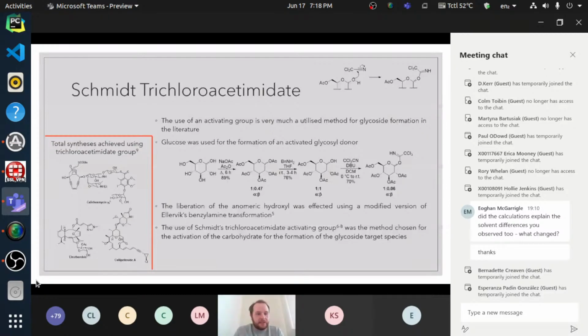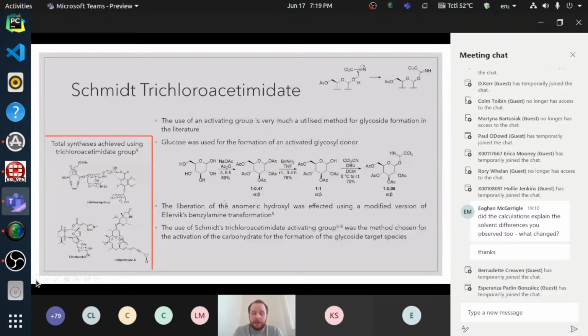If you look here on the left hand side, the trichloroacetamidate has been used previously in massive total syntheses, and you can see that, thank goodness, our compounds are much less complicated than these here. So we thought that if it can be applied to these, it can be applied to our simpler work.